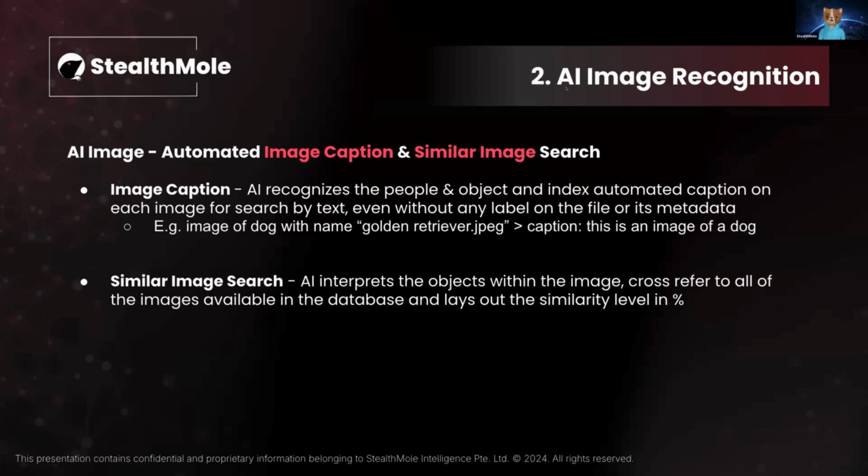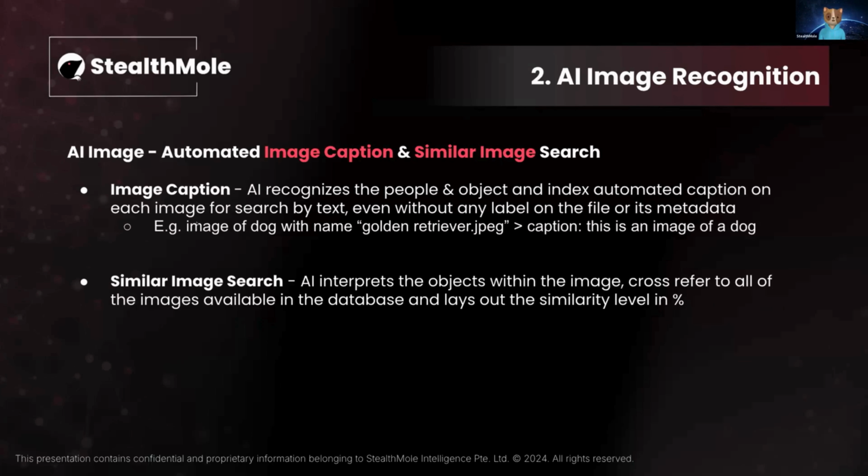So the second one is AI image recognition. Again, we have split this into two sections: image caption and similar image search. So what is image caption? The AI recognizes people or objects and indexes an automated caption onto each image so that we can search by text even without any label on the file or its metadata.